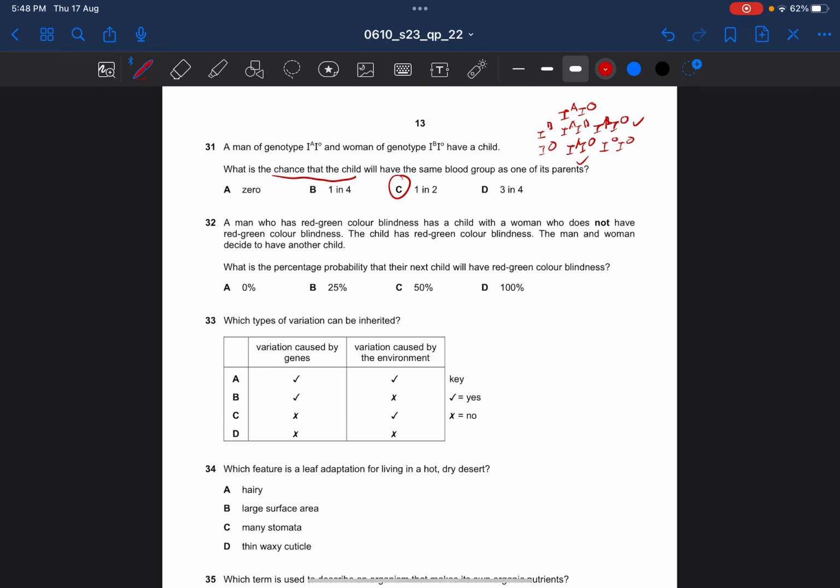So let's just make it as, okay, a man which has X R Y, and this is X. I'm so sorry, give me a second. Sorry, this should be a small y and this should be a big R. So when you match it, it's X R X R, X big R X small r, X big R Y, and X big R Y. So the chance of getting this is 50%. Okay, so the answer is C.